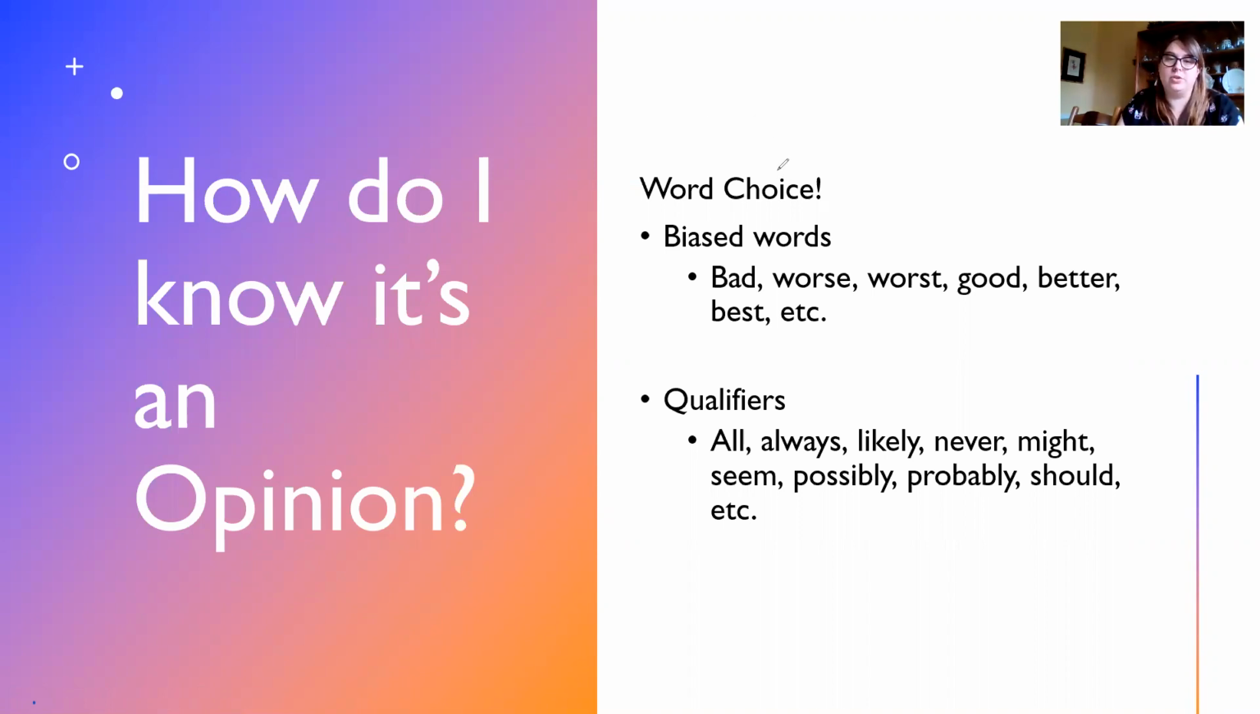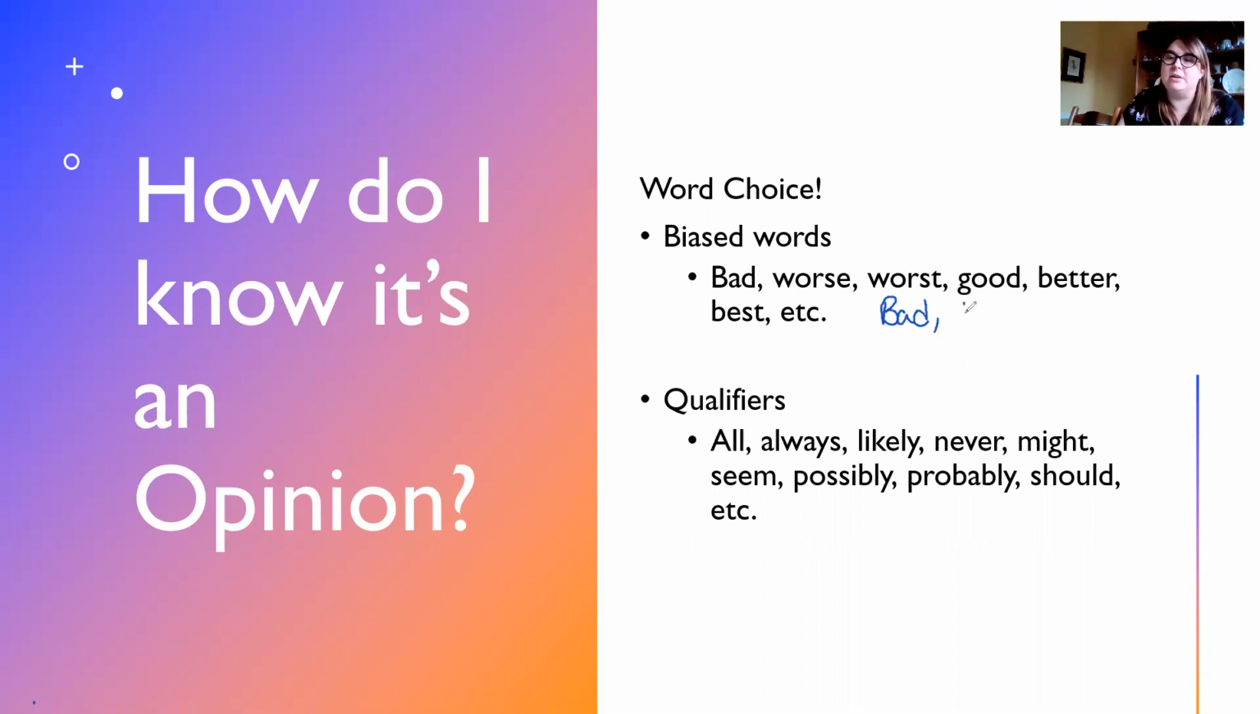When we talk about word choice, there are a couple of types of words that clue you in that you are looking at an opinion. The first type of word that we look at is a biased word. These are words that show our bias, or our prejudiced beliefs, about something. The six most common words that we have are bad, worse, and worst, good, better, and best. And what we want to remember is that when we use these words, they're all about number.